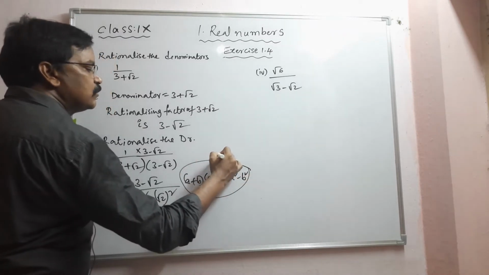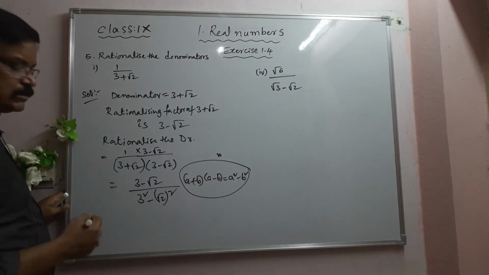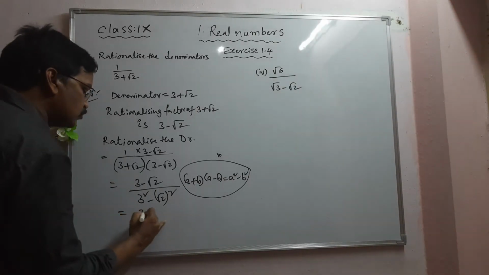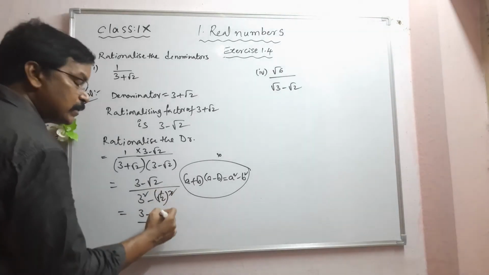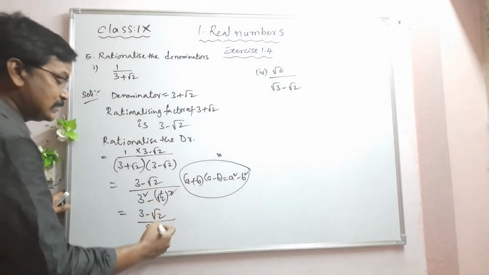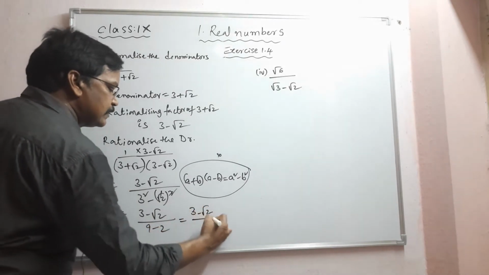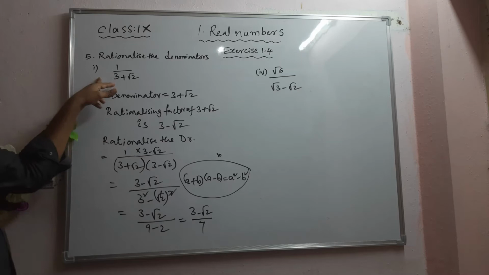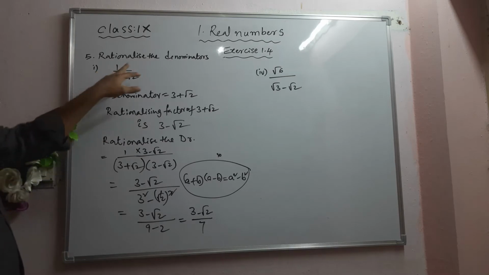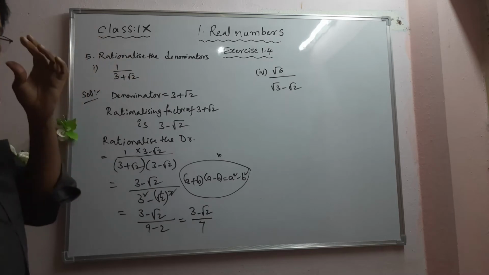This formula is very useful for rationalizing the denominators, right? So this is equal to 3 minus root 2 by 9 minus 2, square and root cancelled. So this is equal to 3 minus root 2 by 7. Understand, children? Here in this first question we have to rationalize the denominator. So what is the question here? 1 by 3 plus root 2. This is an irrational number actually.